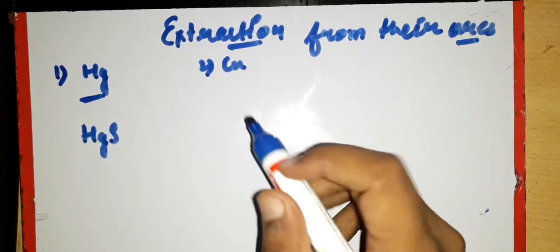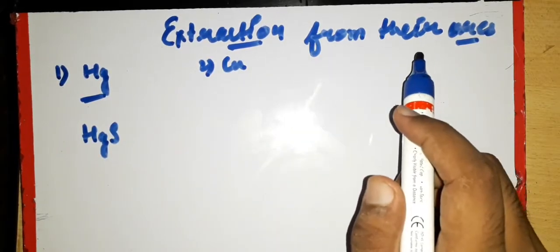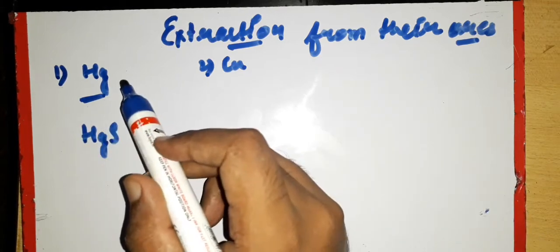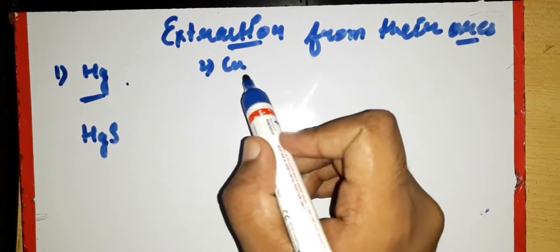Good morning everyone. Today we are going to discuss the extraction of metals from their ores, and we are going to discuss the low reactive metals. First is mercury and then second is copper.